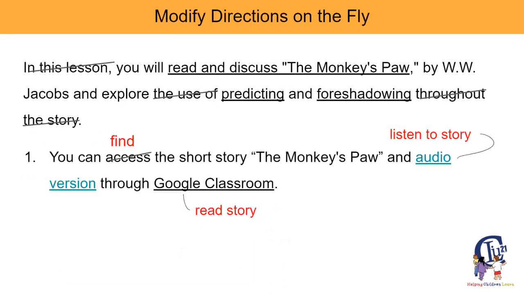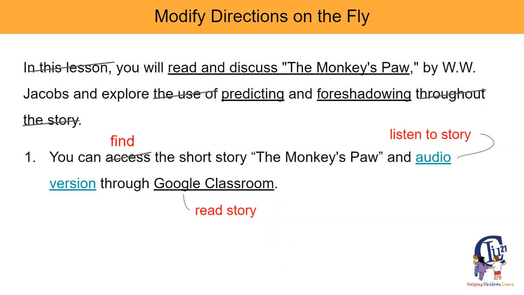Another idea is to modify some of your directions right on the fly. As you can see, I took an example. Let's say you wanted them: In this lesson, you will read and discuss The Monkey's Paw by W.W. Jacobs and explore the use of predicting and foreshadowing throughout the story.